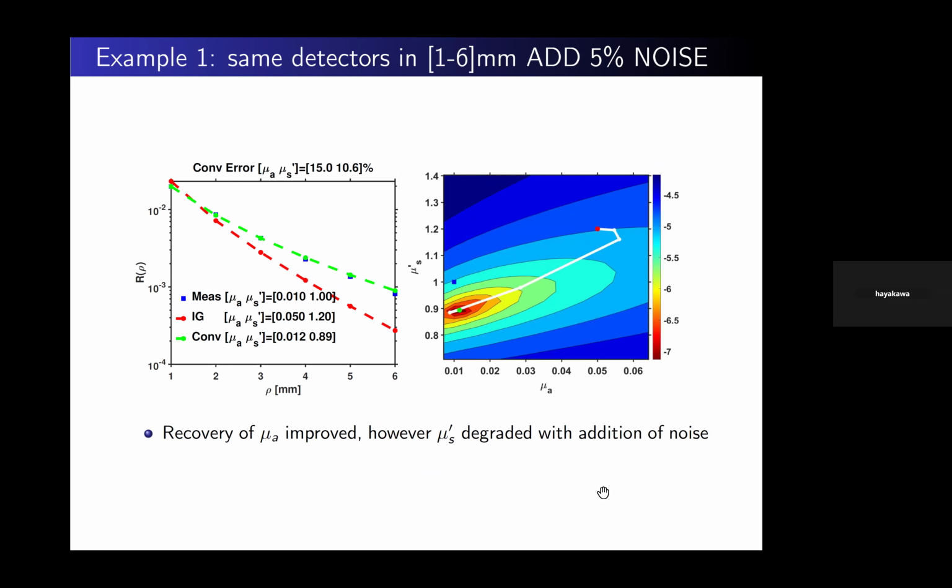Let's add 5% noise. We have 6 measurements, 5% noise. We degraded our mu A convergence and mu S slightly. So that noise degraded. But these are things you can try as far as seeing how your model deals with these kinds of issues.